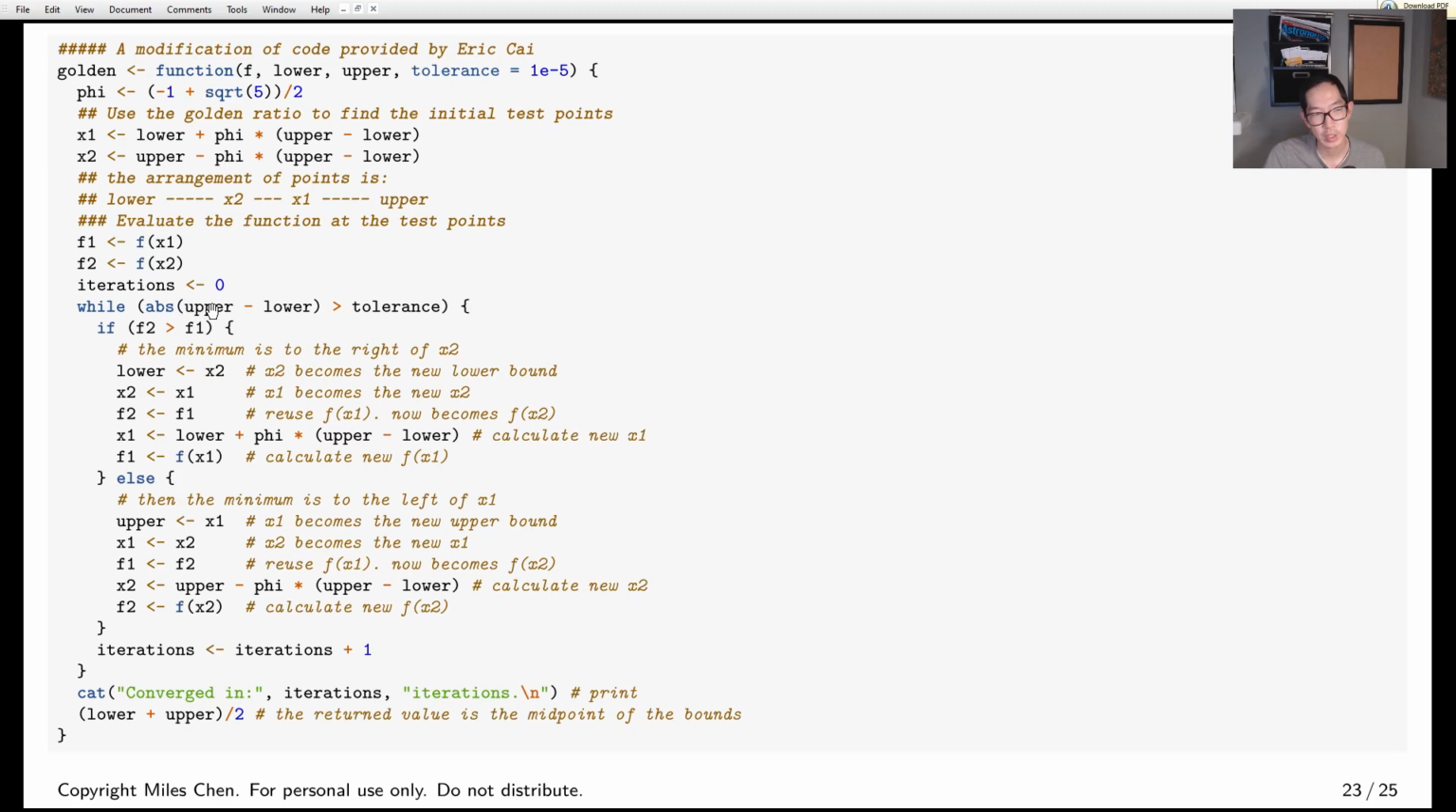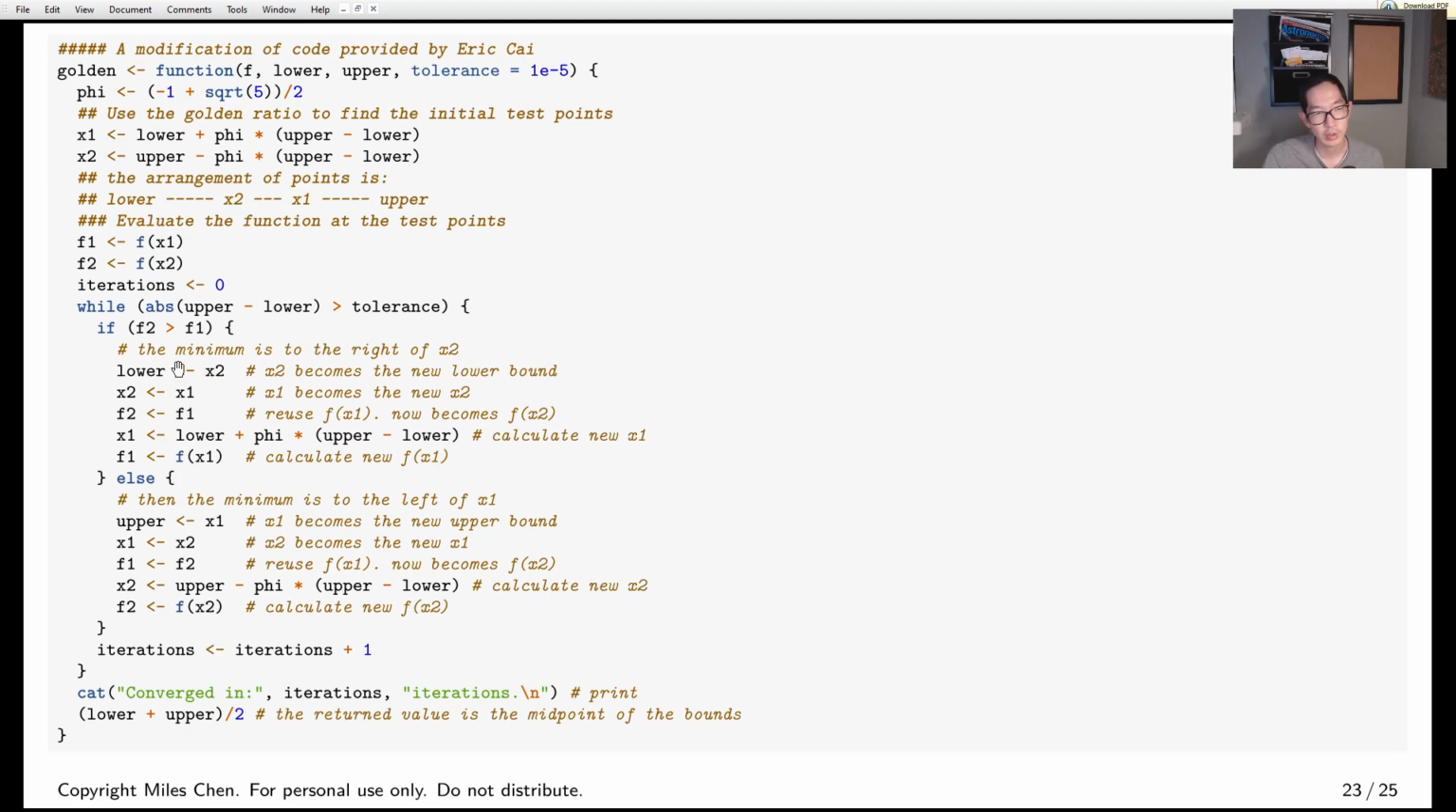It's going to keep running as long as the difference between the upper minus the lower is greater than our tolerance. Okay? And so first we'll check to see if f2 is greater than f1. If this value is greater than this value, then we're going to throw away basically everything to the left of x2. We know that the minimum has to be between x2 and the upper bound. So x2 is going to become my new lower bound. x1 is going to become the new interior point, x2.